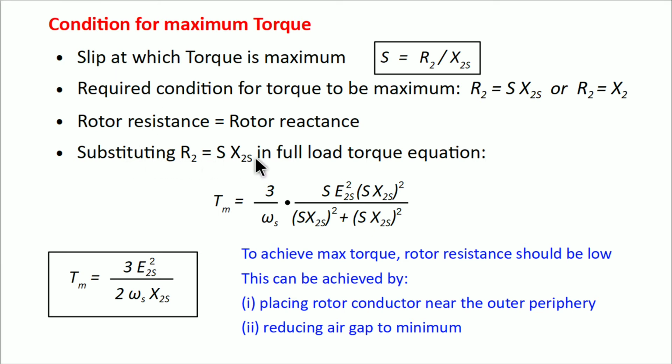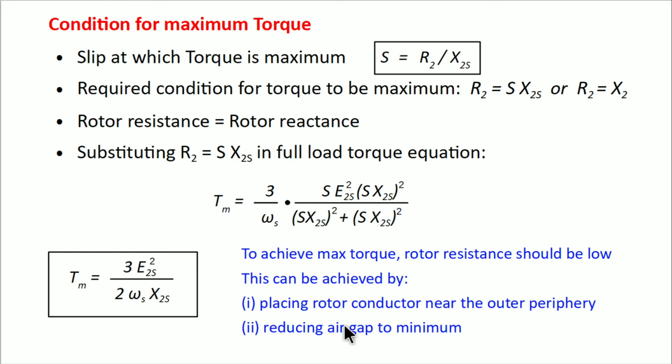Substituting R2 equal to S X2S in the full load torque equation, in place of R2 square, here it was 3 S E2S R2 square, we are writing S X2S square. And similarly in the denominator, where it was R2 square, we are substituting S X2S square. So finally, what we get here comes out to be 2 S X2S square in the denominator. In the numerator it is S X2S.